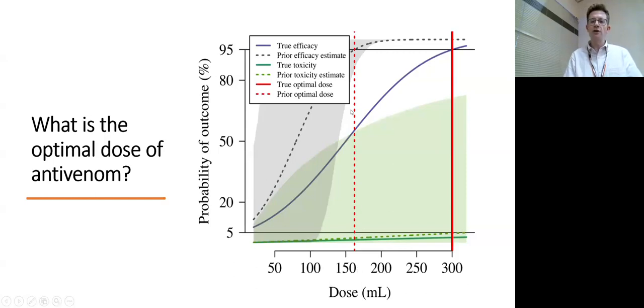So where is the true curve for this in Indian antivenom? The answer, we don't know. There's never been an effective dose-finding antivenom study. Hopefully it will happen in future, but this remains a question. So the optimal dose of antivenom will remain unknown for the time being.